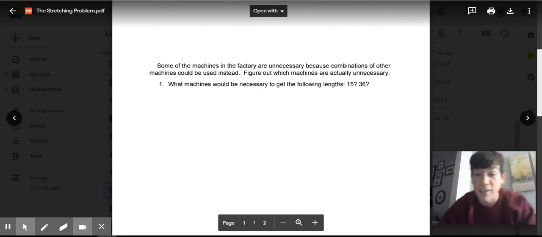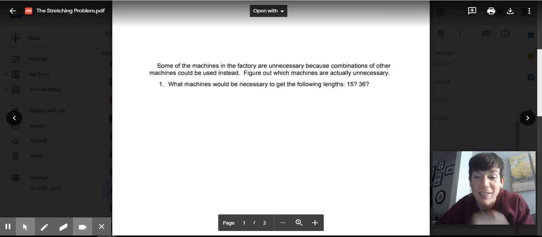Our next question is going to say, some of the machines in the factory are unnecessary because combinations of other machines could be used instead. That's kind of what we just talked about. Figure out which machines are actually unnecessary. What machines would be necessary to get to the following lengths? 15 and 36. What machines would you have to have? Now, just a hint, a lot of people, when they see 36, think automatically, well, I need machine 36. You don't need machine 36.